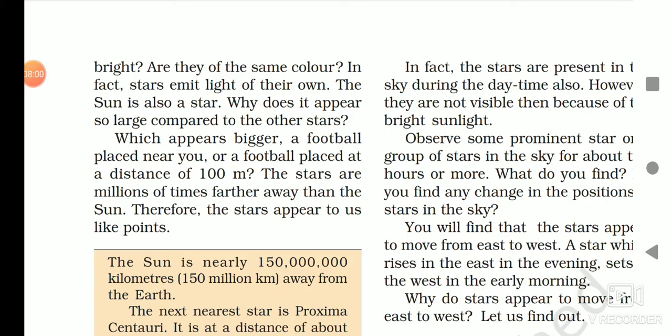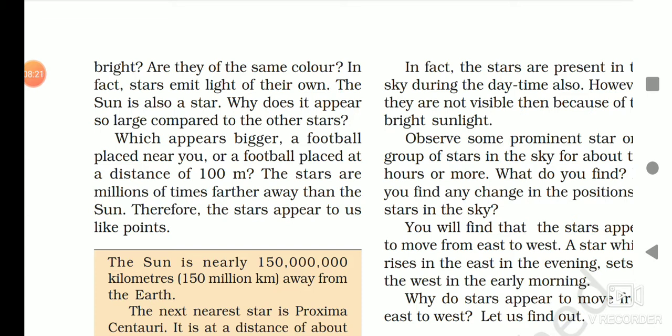The white dwarf star: when all the fuel in the star is consumed, it becomes a white dwarf star. And the supergiant stars are the stars which emit a bluish light and have mass much heavier than that of the Sun.